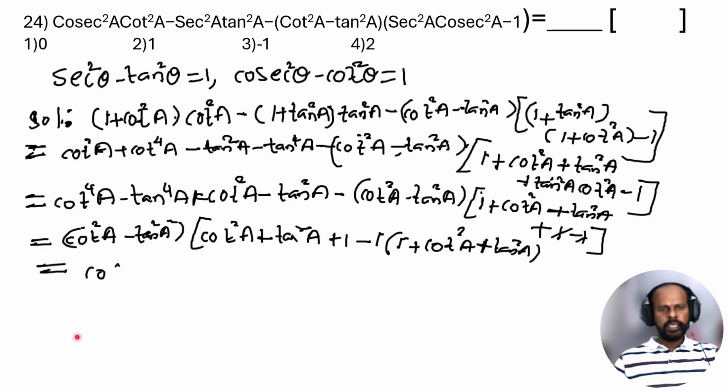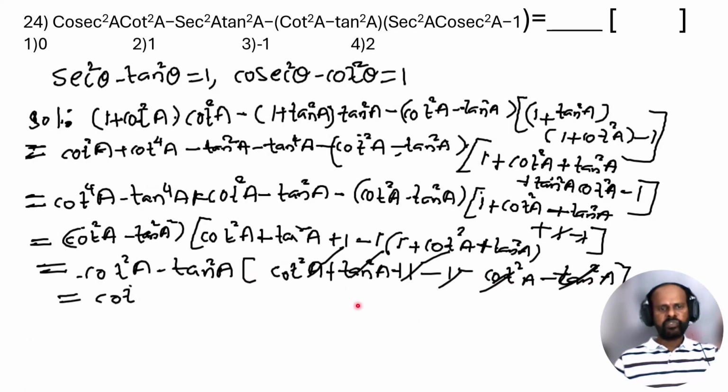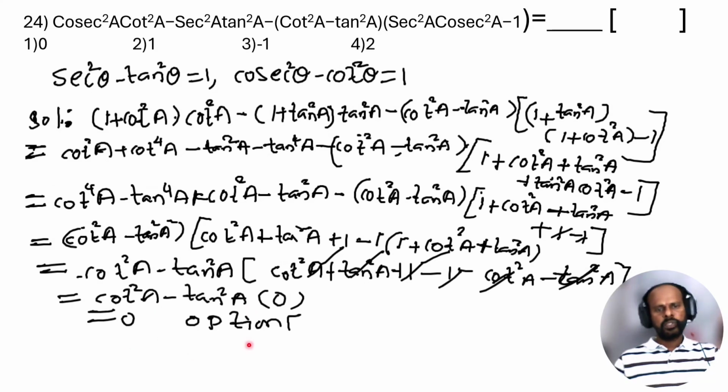Next, cot square A minus tan square A into cot square A plus tan square A plus 1, multiplied by 1 into 1 and 1 into minus cot square A tan square A. Next, what terms get cancelled? Minus cot square A plus cot square A, plus tan minus tan get cancelled, plus 1 minus 1 gets cancelled, so no number is left in this bracket. No number left means it becomes 0, so multiplication by 0 gives the answer 0, so the option is 1.